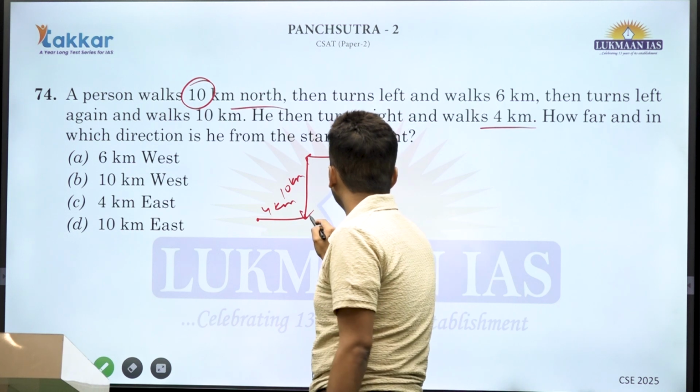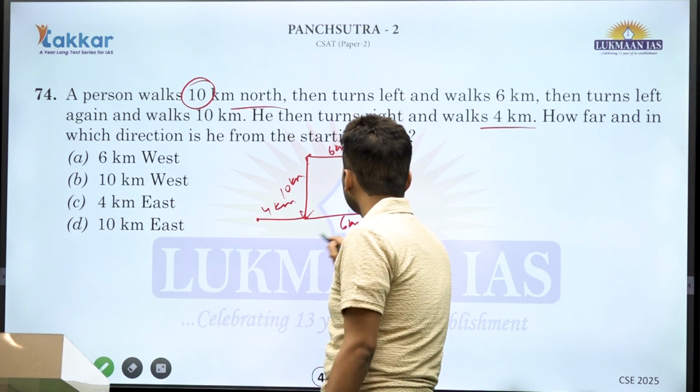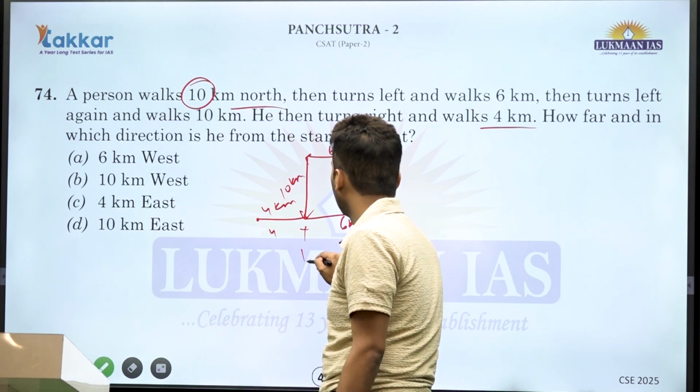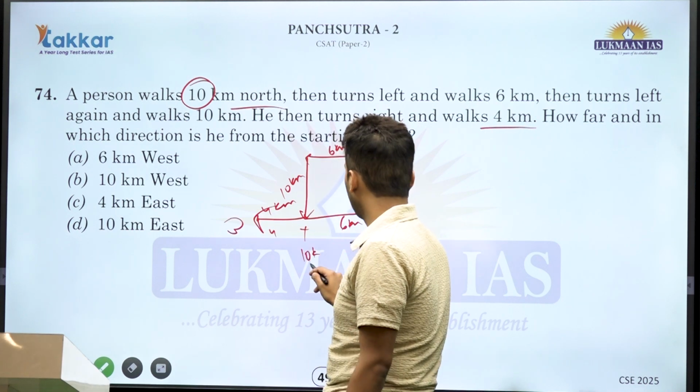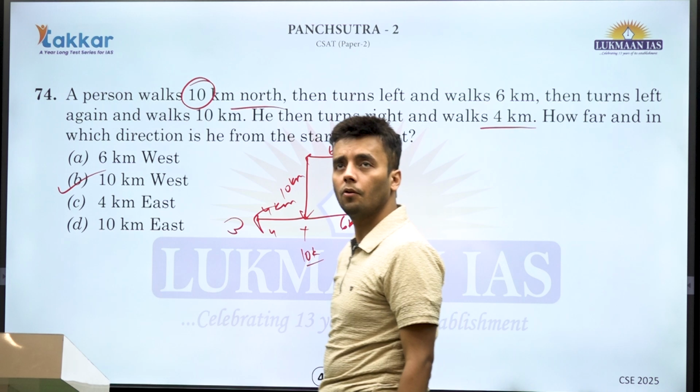This is the starting point. This is also 6. This is 4. 6 plus 4, 10. And in which direction is he facing? It is north, then it will be west. So 10 kilometers towards the west.